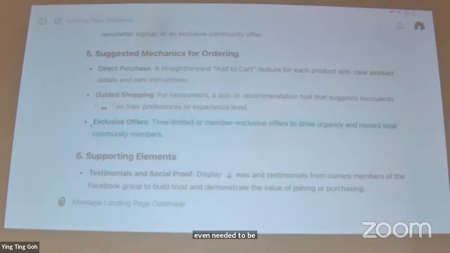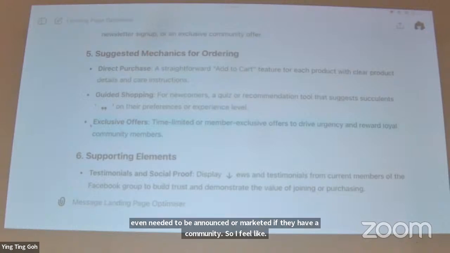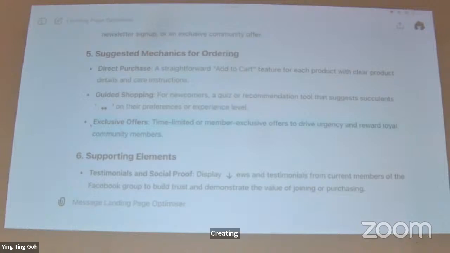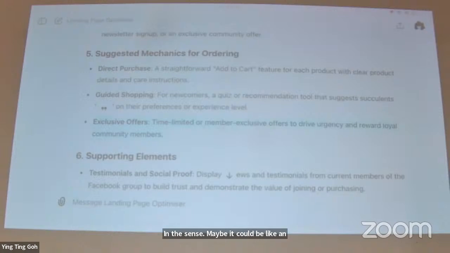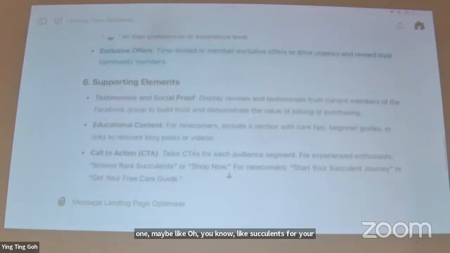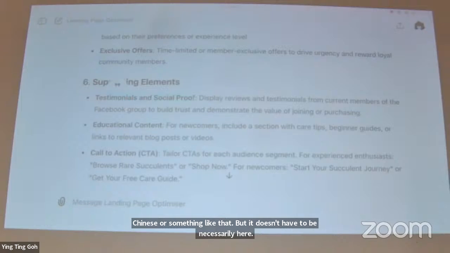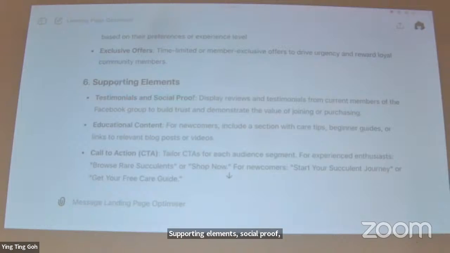So I feel like creating exclusive, time-based urgency is not really required here. Maybe it could be an occasional seasonal one, like succulents for Chinese New Year or something like that, but it doesn't have to be necessarily here. Supporting elements: testimonials and social proof, so display reviews and testimonials from current members, and educational content, like care kits, beginner guides, or links to relevant blog posts or videos.